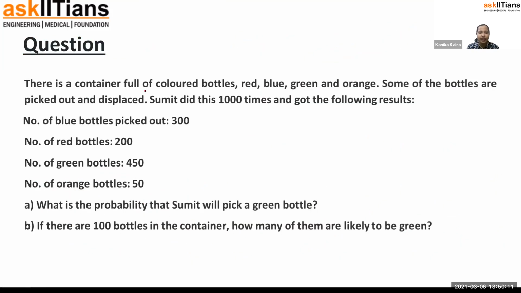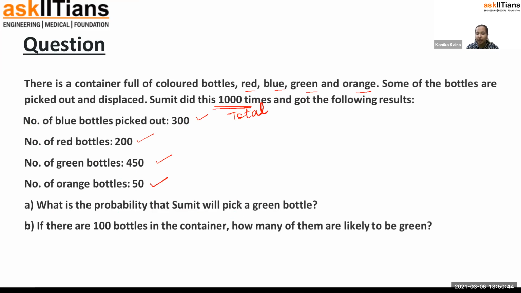So there is a container full of colored bottles: red, blue, green, and orange. Some of the bottles are picked out and replaced. Sumit did this 1000 times. 1000 times is the total number of possible outcomes. And the number of blue bottles picked out are 300, red bottles 200, green 450, and the number of orange bottles are 50. Now, what is the probability that Sumit will pick a green bottle?